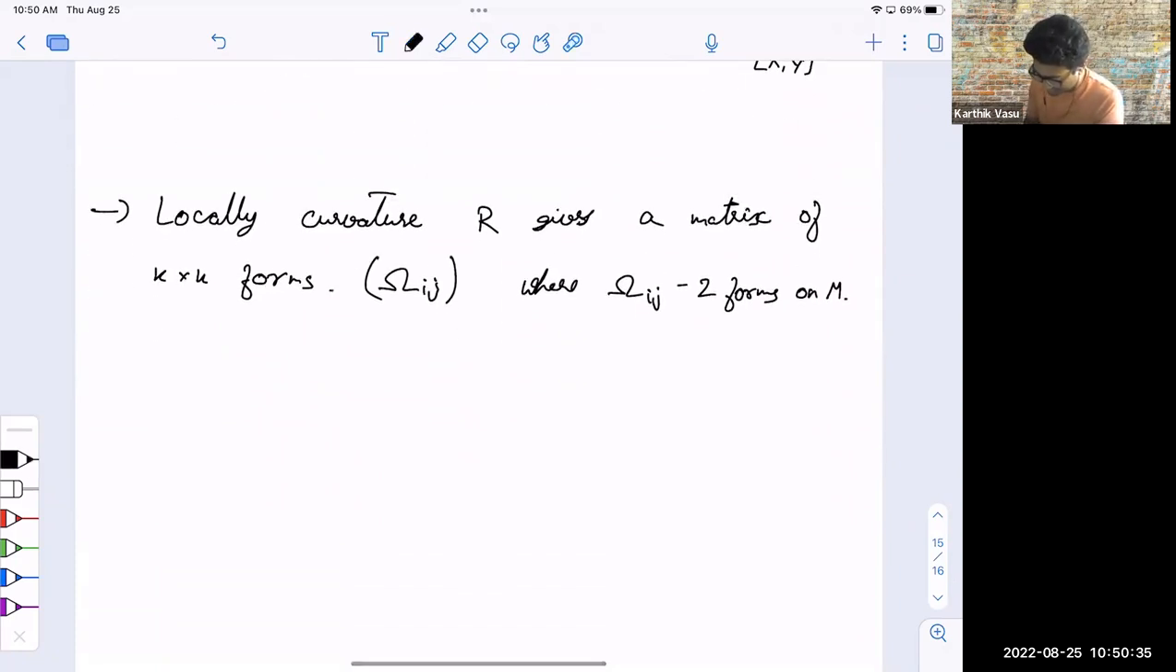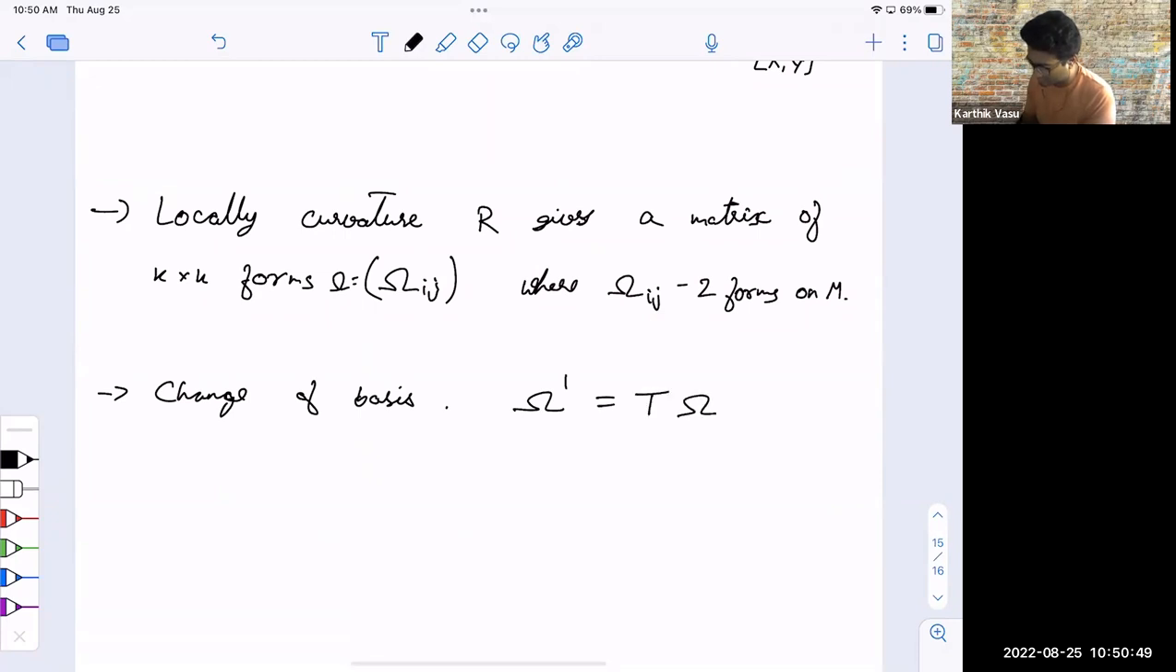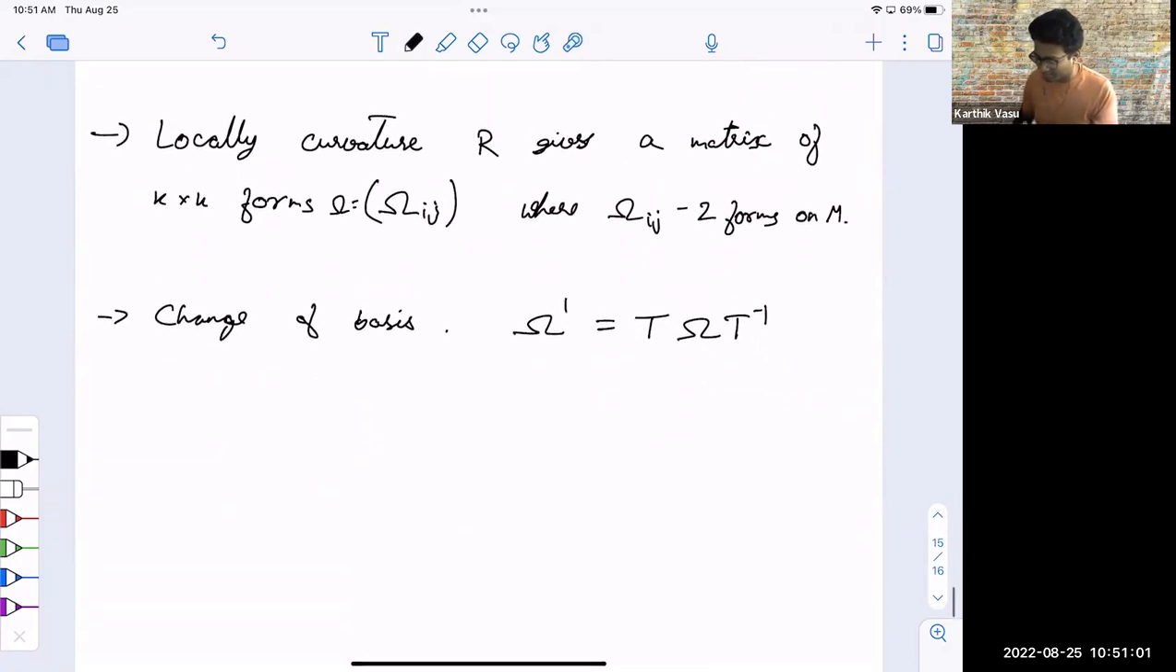And what I had said, let's say this was omega. If I do a change of basis, then omega prime in the new basis will just look like T omega T inverse, or T inverse T omega, or omega T something. So basically it changes like this. Now, if I had a polynomial of this matrix, for example, the determinant. So if I take the determinant of omega, this is a globally defined thing.